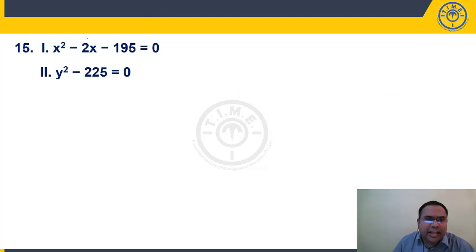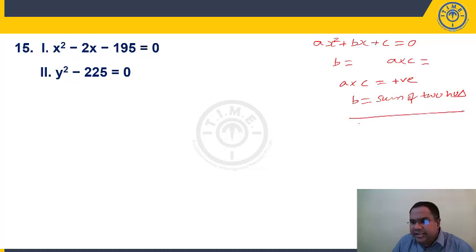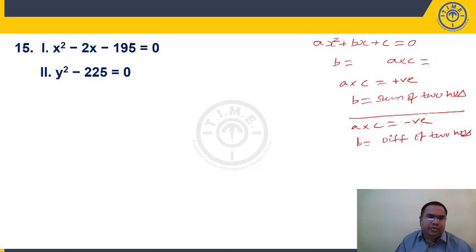Now, how to solve quadratic equation? We told you the standard form of the quadratic equation is ax square plus bx plus c is equal to 0. We'll take b value, we'll take a into c value. If a into c is positive, what did we discuss? We write b as sum of two numbers, such that their sum is equal to b, product is equal to a into c. In case a into c is negative, what did we discuss? Write b as difference of two numbers, such that they are equal to b and product is equal to a into c. Now, let us take the first case.